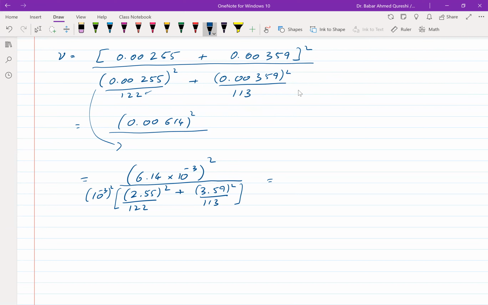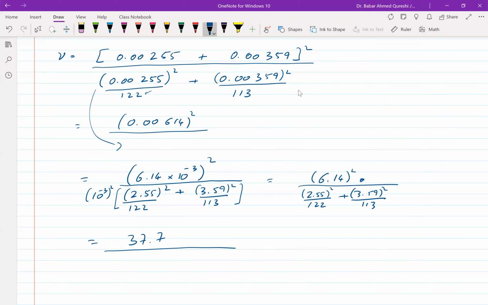So this 10 to the minus 3 square and 10 to the minus 3 square, they will cancel, and I'll have 6.14 square, which is over 3. So this gives me 37.7, and downstairs I get 0.053 and 0.114.